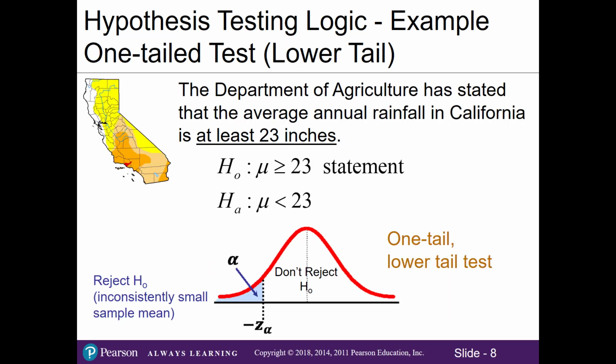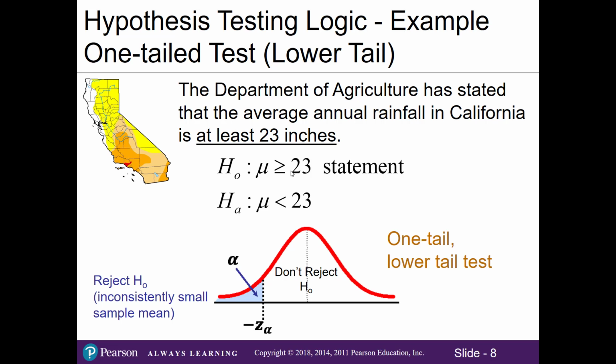What if it's a one-tailed lower test? Say the Department of Agriculture has stated that the average annual rainfall in California is at least 23 inches to not be considered in a drought. And in California, we are a drought-prone state. We could use hypothesis testing to determine if we're in a drought or not. So at least means that it includes 23 or more inches of rain. And recall, null hypotheses have to have the equal sign in them. So our statement belongs in the null hypothesis because it says at least, meaning 23 or more.